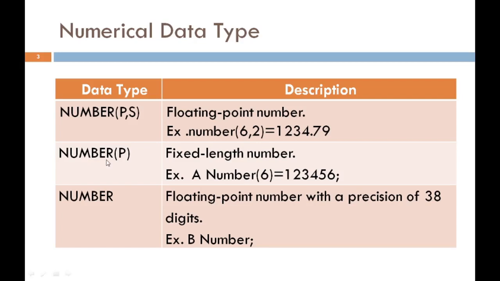The next category is NUMBER(p), in which we skip the scale and only use the precision. Suppose you want to store the value 123456 in a column, then we have to specify NUMBER with 6 precision. The next category is NUMBER, which also skips the precision and scale. Precision and scale are both optional. So if you do not want to use precision and scale, we can directly use NUMBER. The maximum length of precision is 38 digits.